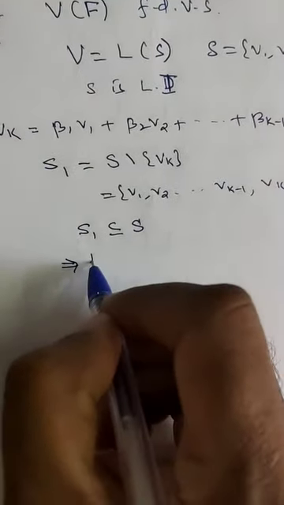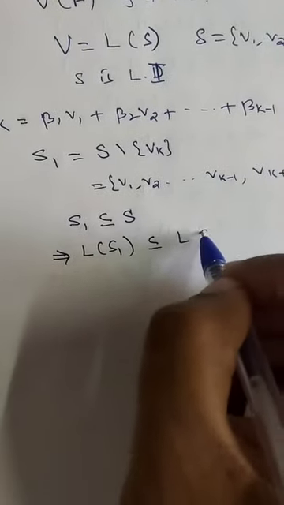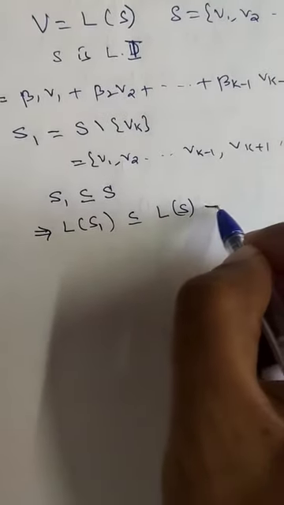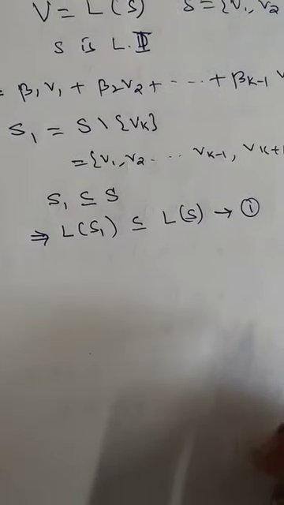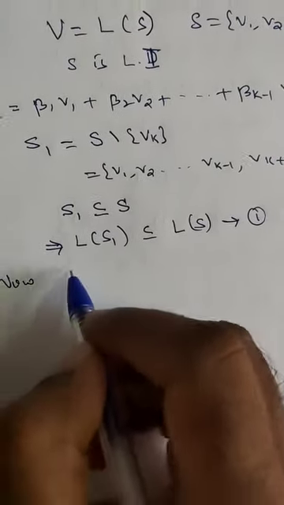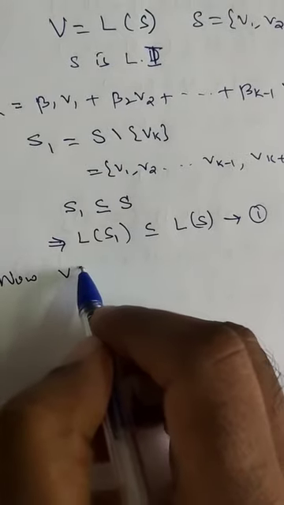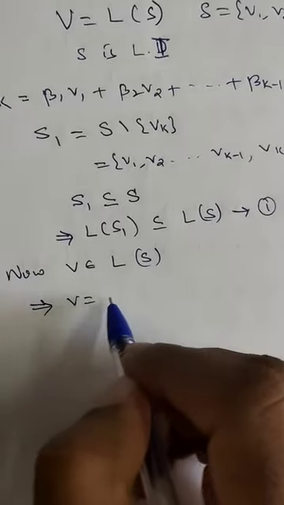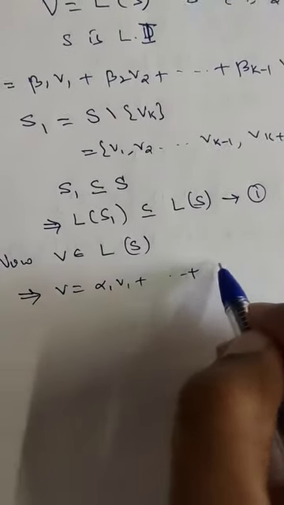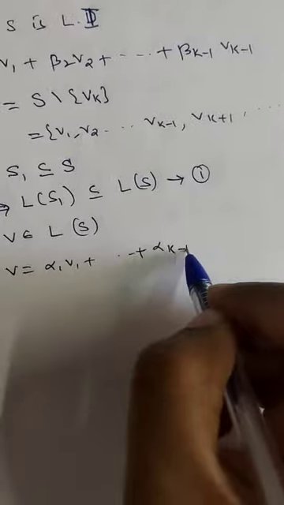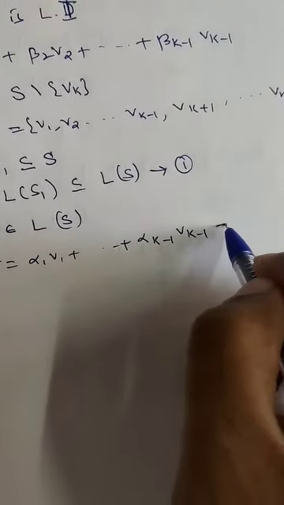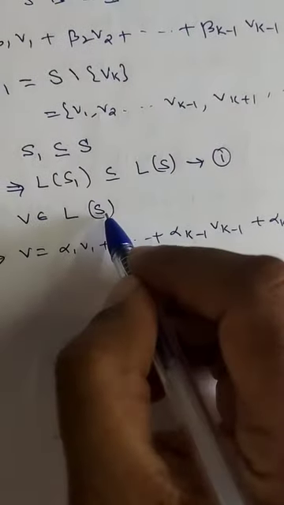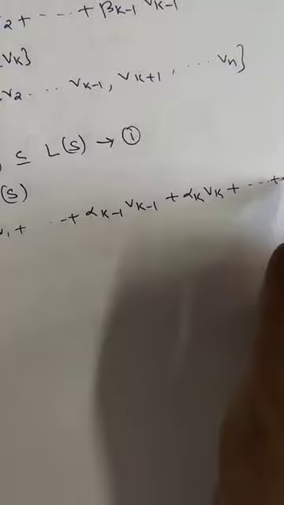This implies L of S1 is contained in L of S. You already know this result. You call this number 1. Now V belongs to L of S implies what? V can be written as alpha 1 V1, etc. alpha k minus 1 Vk minus 1 plus alpha k Vk, where Vk is an element of S, and so on up to alpha n Vn.